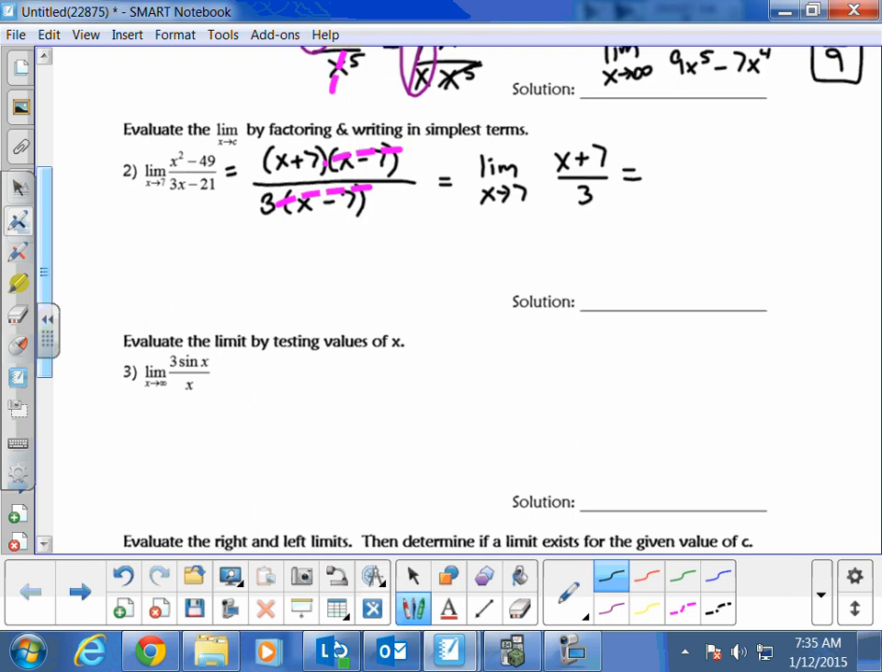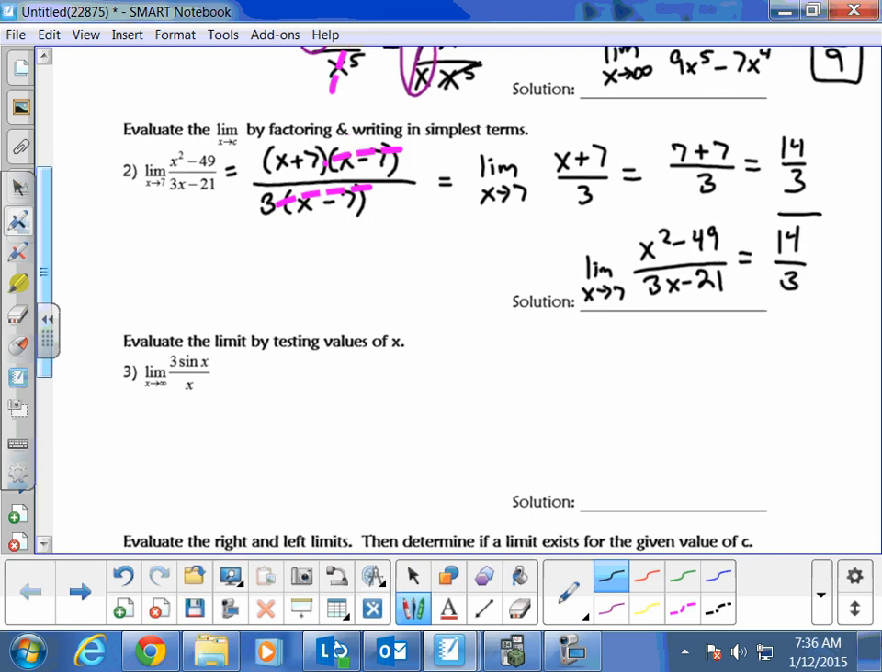Once I take the limit of this and evaluate it, x becomes 7. So I have 7 plus 7 over 3, which gives 14 over 3. So the solution is: the limit as x approaches 7 of x squared minus 49 over 3x minus 21 is equal to 14 divided by 3. And that would have been my solution for question 2.